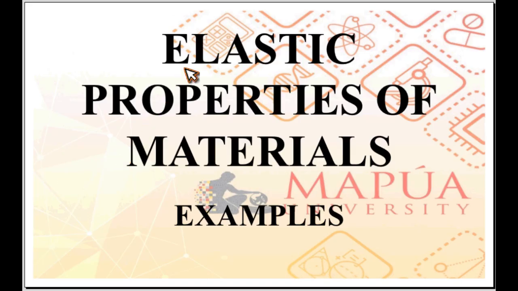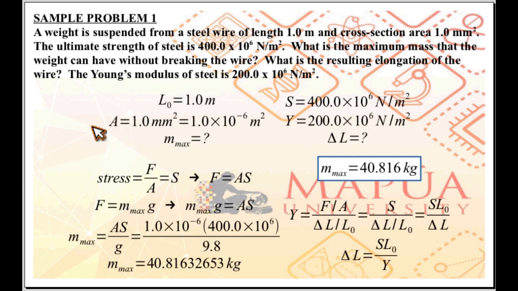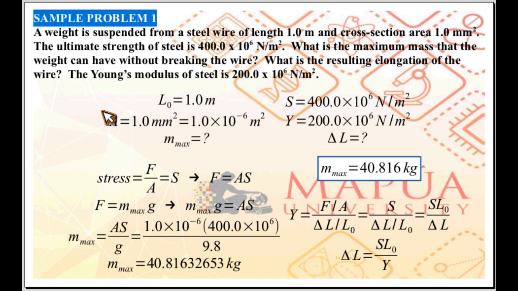Finishing off our discussion on elastic properties of materials, or elasticity, let's look at a few examples. So consider now the following example. You have sample problem number 1. A weight is suspended from a steel wire of length 1 meter and cross-section area 1 millimeter squared.